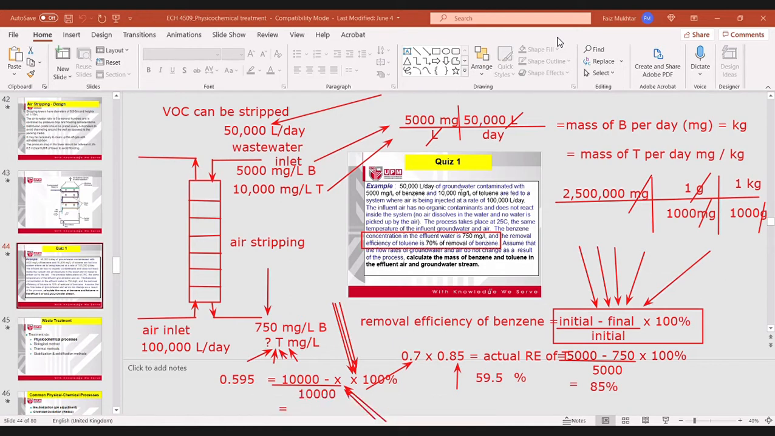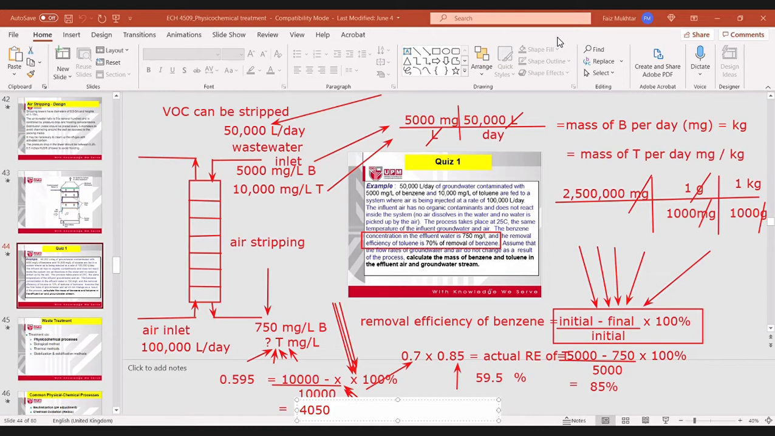I got 4,050 milligram per liter. Again, 4,050. 4,050. Okay.